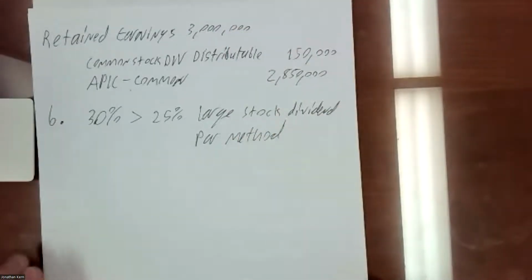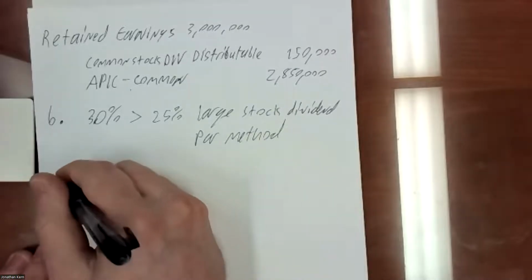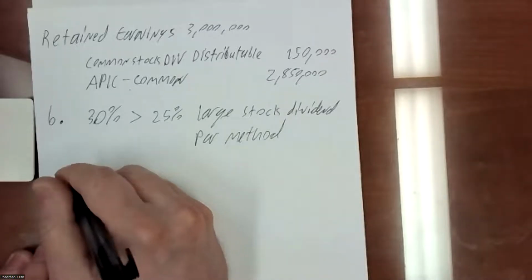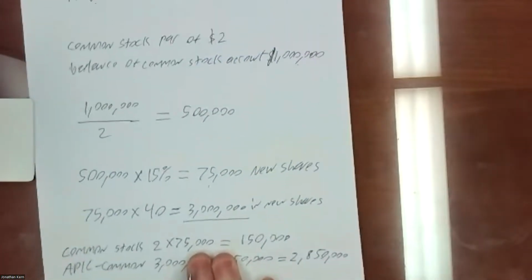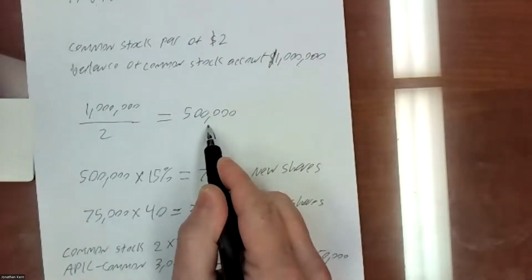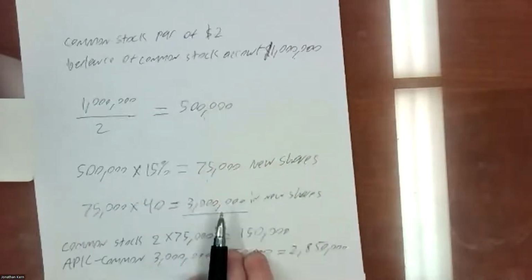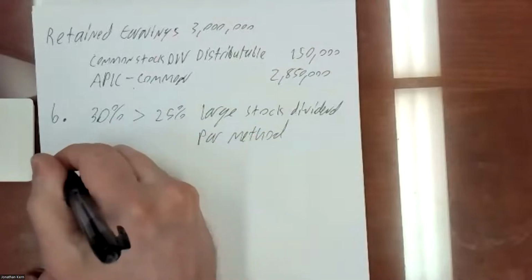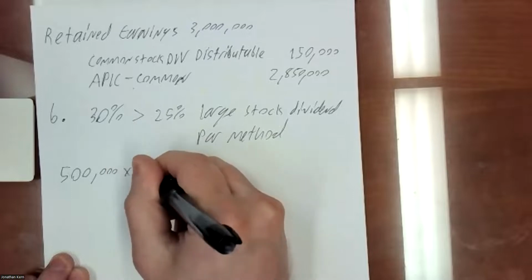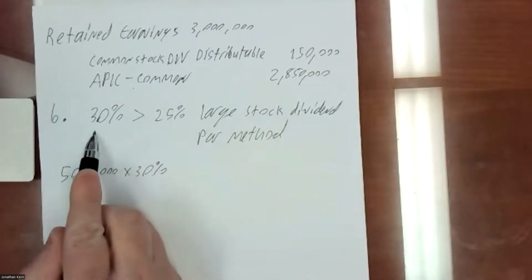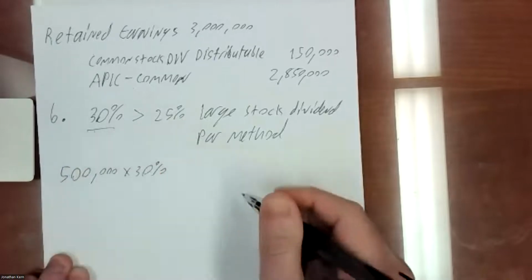So when we use the par method, we will issue the new shares at par. So the first step is to determine again the number of new shares that are being issued. Back in A, we determined that there were 500,000 shares before any dividend were distributed. So we're going to take that 500,000 share number, but this time we're going to multiply it by 30%, because 30% is the amount of stock dividend in B.